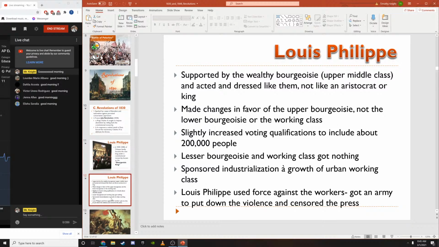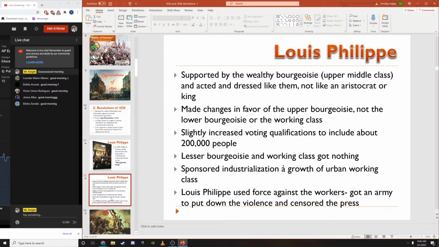He does slightly increase voting qualifications to include about 200,000 people, but you have to understand, France has a population of many, many million people by this point. 200,000 people is a pittance in comparison to the overall population of France. And under Louis Philippe, the lesser bourgeois class and the working class basically get nothing.